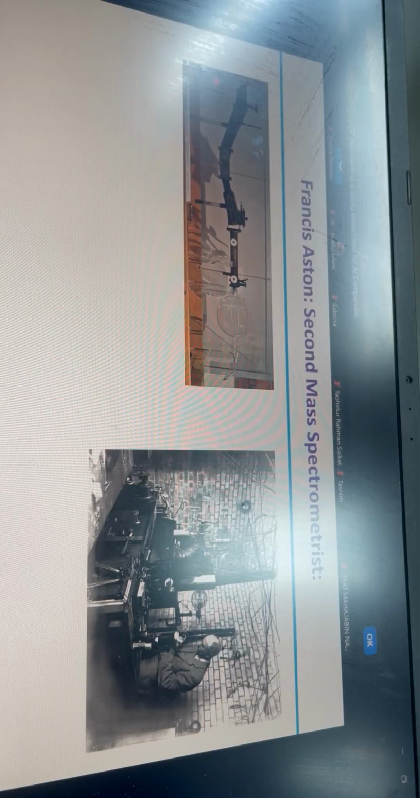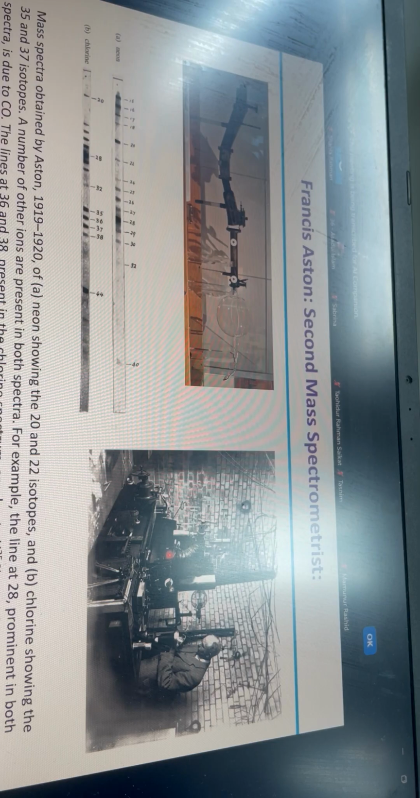Okay, so this is the second mass spectrometer, and this is the third one that was built just after the First World War, around 1919. Okay, and Francis Aston was actually the first person able to detect the mass of isotopes. Okay, so what happened? He put some neon gas there, and instead of getting one peak, he got two peaks.